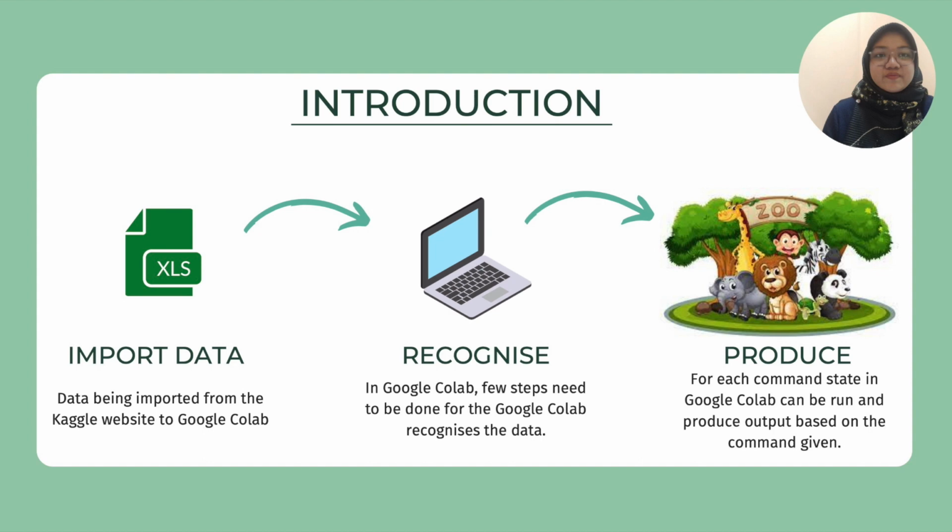Okay, now I will present the introduction of the topic. There are many different types of animals, and no one knows the exact number of animal types. Their classification accuracy on an independent test set and their complexity are used to evaluate the classification rules suggested by a machine learning system. We will import data from the Kaggle website to Google Colab. In Google Colab, a few steps need to be done for Google Colab to recognize the data. Then each command in Google Colab can be run and produces output based on the command given.